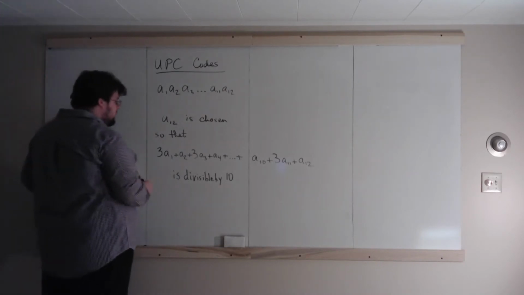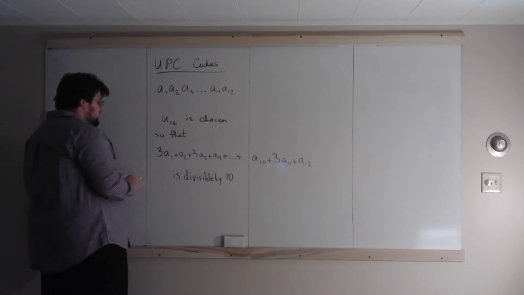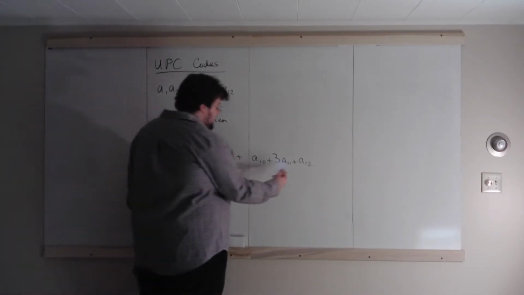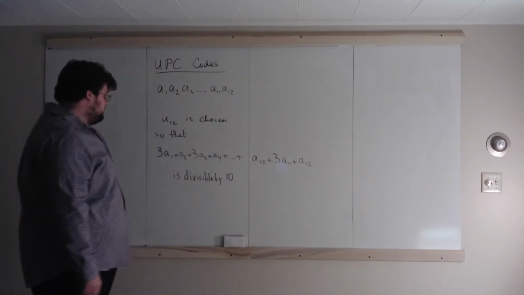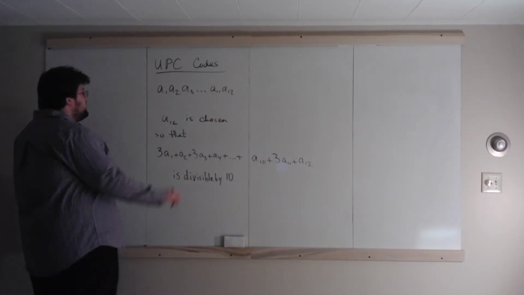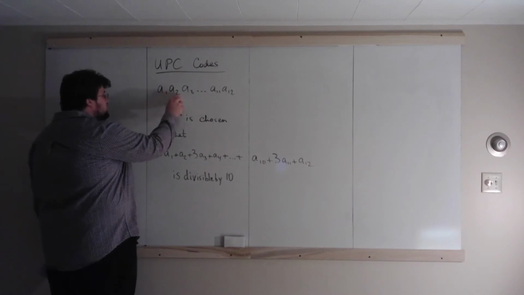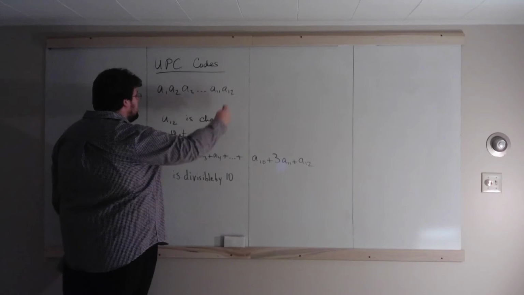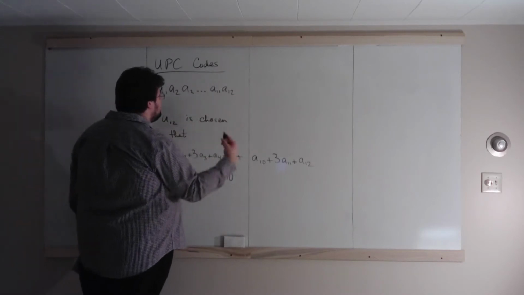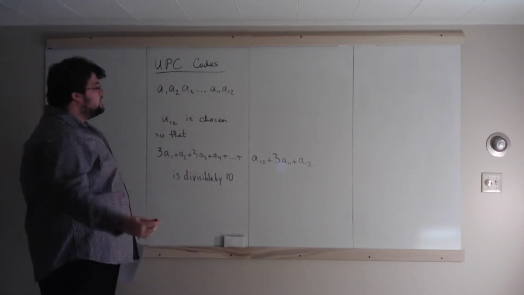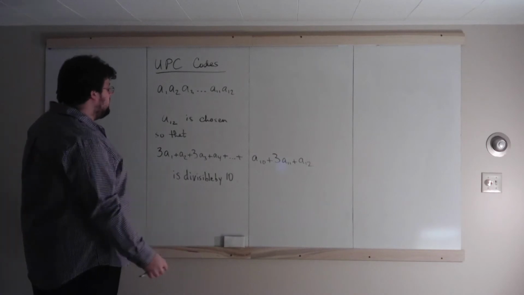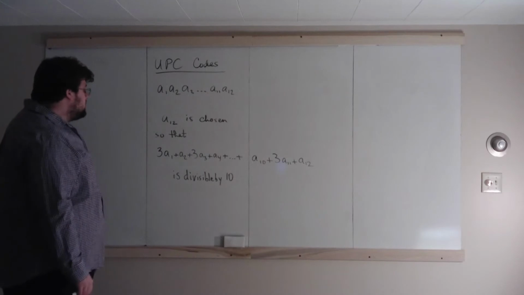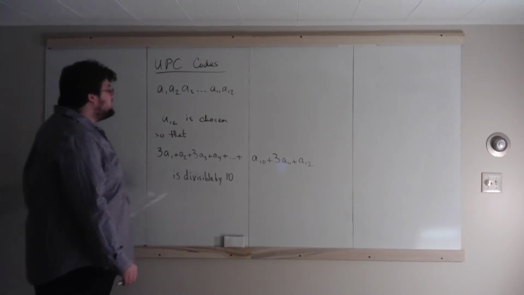The last digit is chosen so that 3A1 plus A2 plus 3A3 plus A4 and so on, plus 3A11 plus A12, is divisible by 10. So 3 times the first digit plus the second digit plus 3 times the third digit plus the fourth digit plus 3 times the fifth plus the sixth plus 3 times the seventh plus the eighth plus 3 times the ninth plus the 10th plus 3 times the 11th plus the 12th. The last digit is chosen so that that sum is divisible by 10.